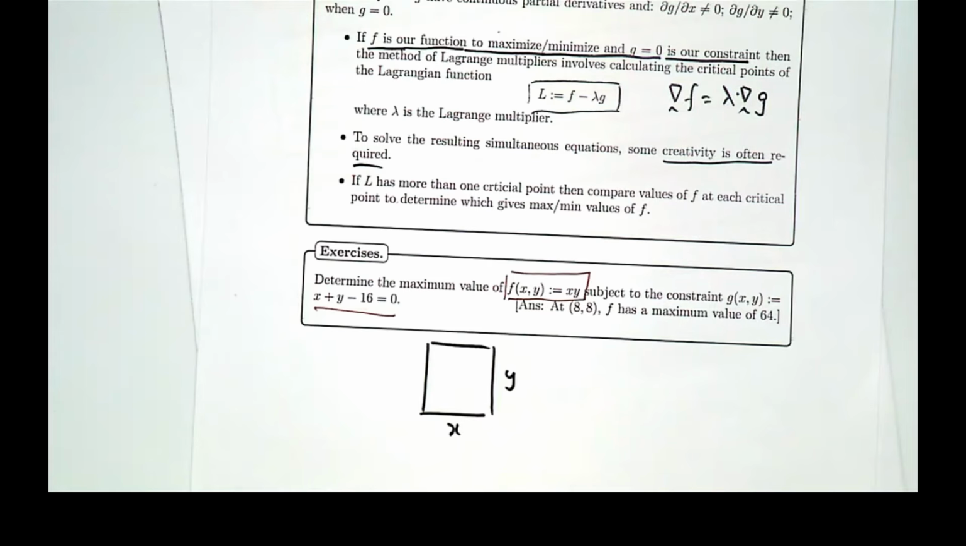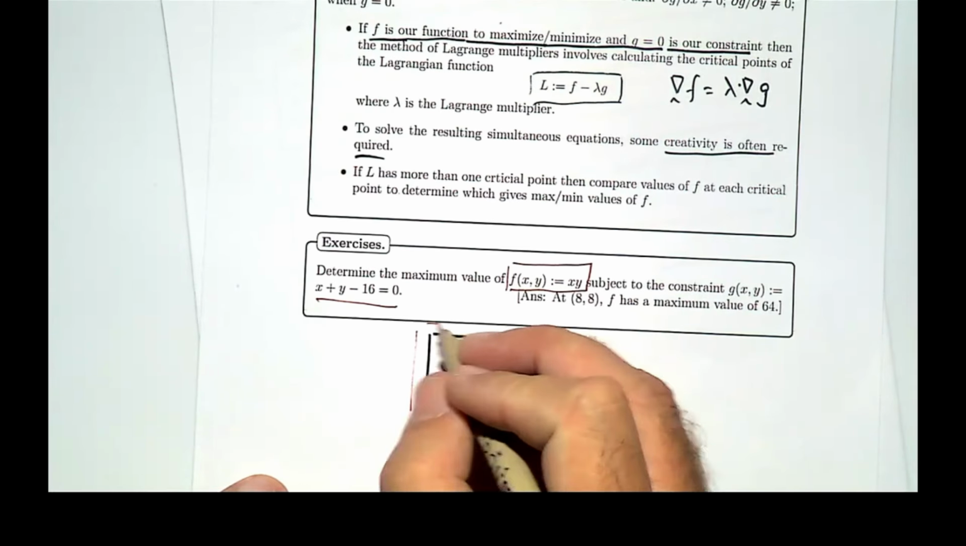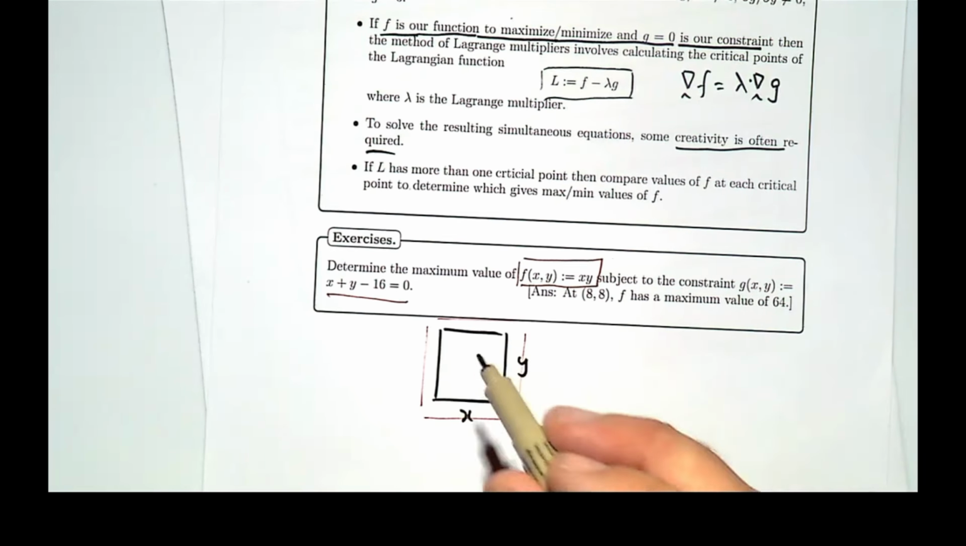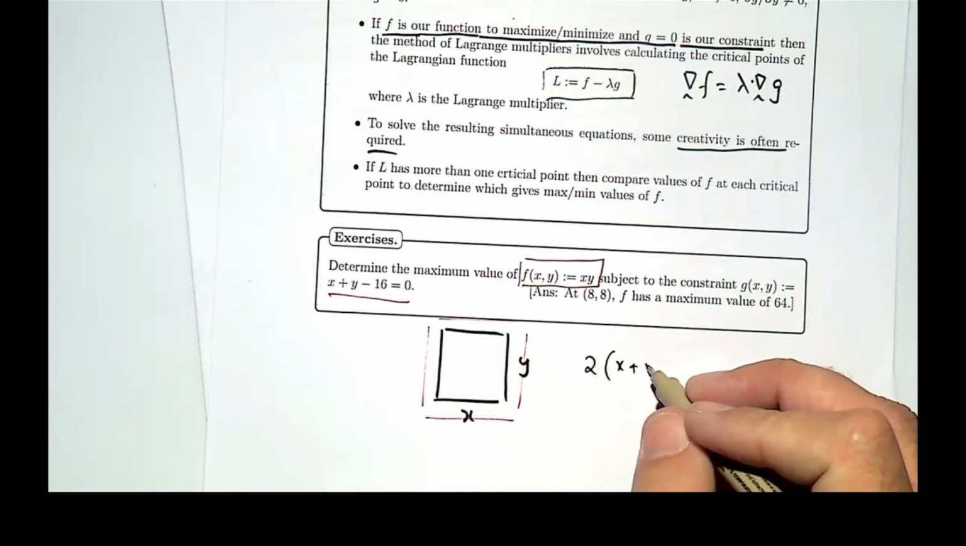Okay, and what will the boundary be? What's the perimeter? 2x plus y.